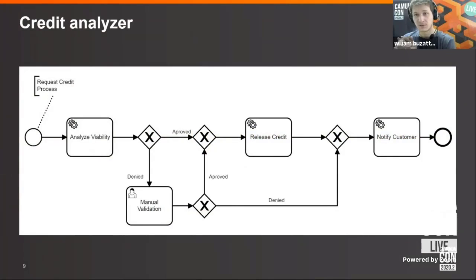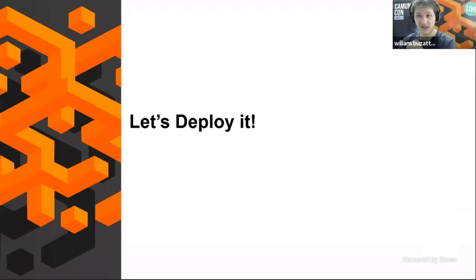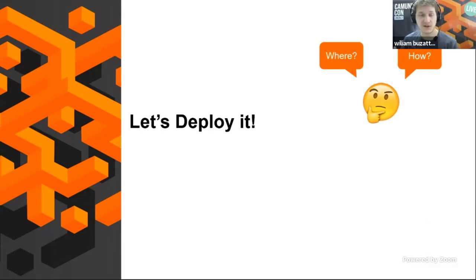This is our model. We get a credit request, and we analyze viability. And if it's approved, we release the credits and then notify the customer. And if it's denied, we have a manual validation for a second shot. So let's deploy it. Well, but where are we going to deploy it and how are we going to deploy it?